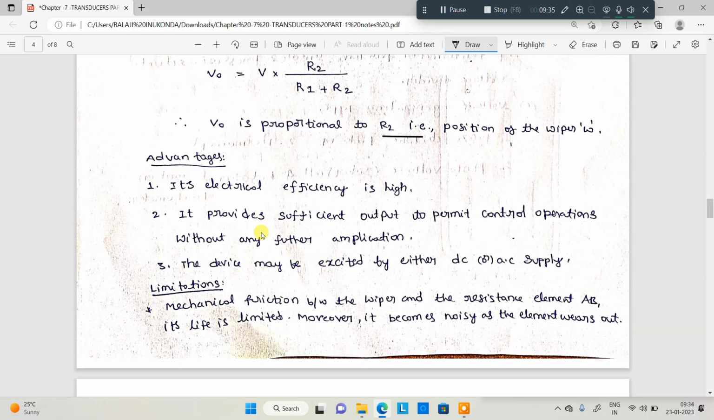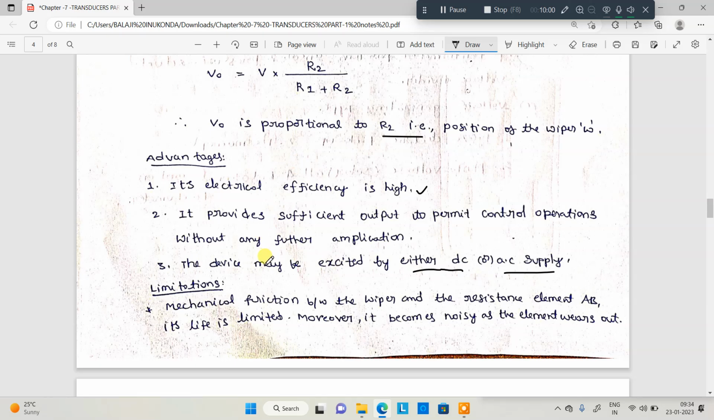Its electrical efficiency is high. It provides sufficient output to permit control operations without any further amplification. So the device may be excited by either an external DC or AC source. That's why it is a passive transducer. That means it requires an external AC or DC source to excite it, any one source.